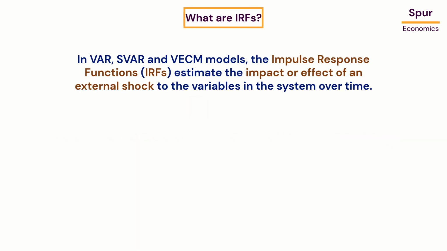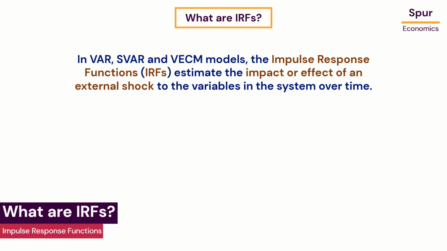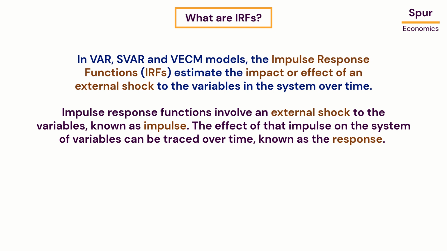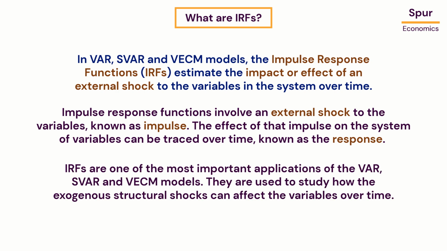In VAR, SVAR and VECM models, the impulse response functions estimate the impact or effect of an external shock to the variables in the system over time. Impulse response functions involve an external shock to the variables, known as impulse. The effect of that impulse on the system of variables can be traced over time, known as the response. IRFs are one of the most important applications of the VAR, SVAR and VECM models. They are used to study how the exogenous structural shocks can affect the variables over time.